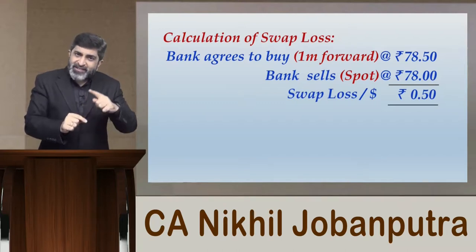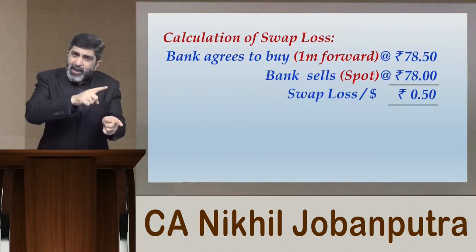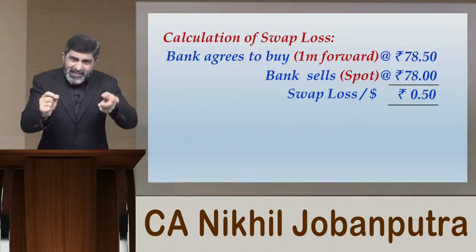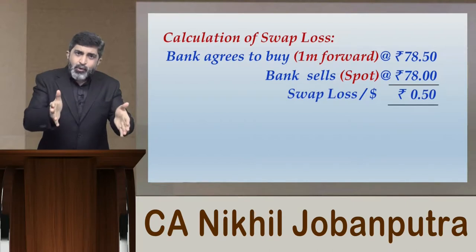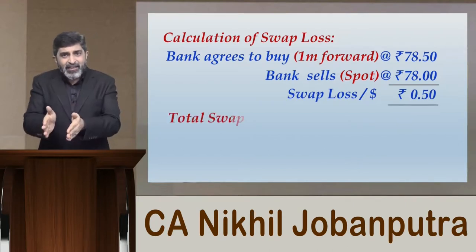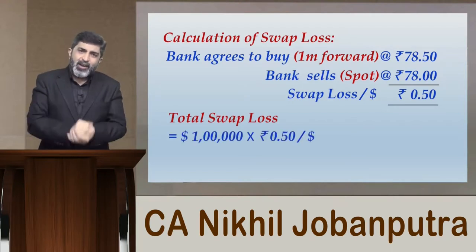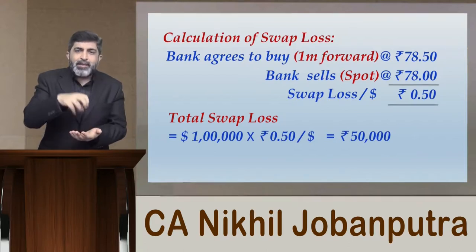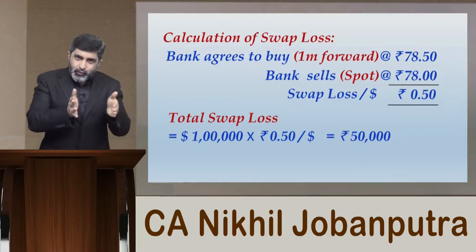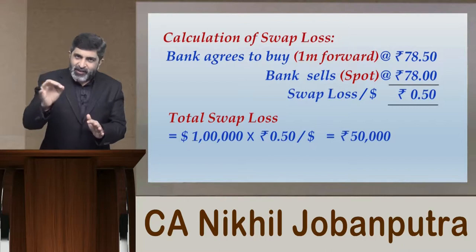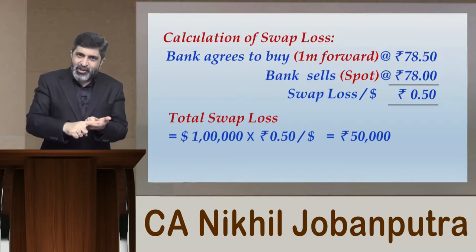So if you are selling dollars at 78 and agreeing to buy the same dollar at 78.5, that difference you are going to bear as a loss, right? Selling at 78 and repurchasing the same at 78.5, you are going to bear a loss. That loss is called swap loss, and that loss the bank is allowed to recover from the customer. So now with this swap position, what all bank can do? Bank will ask this customer that you pay for cancellation charges.